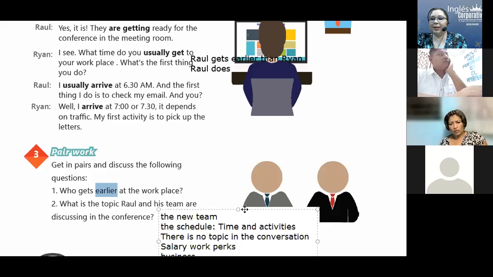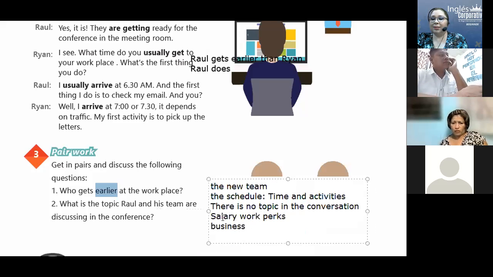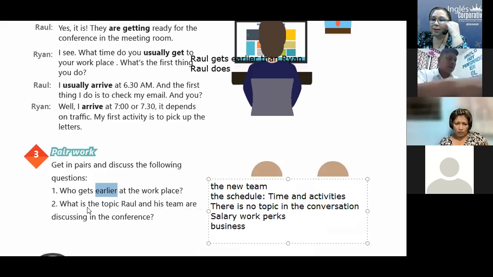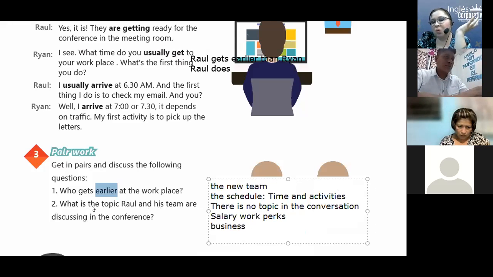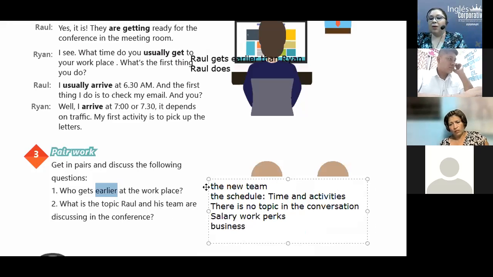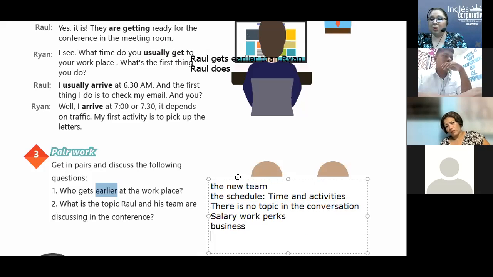Okay, excellent. Excellent. So, ¿cómo contestaríamos esta respuesta como en una oración? What is the topic Raul and his team are discussing in the conference? Okay, we could say this, there is no topic in the conversation, right? We could start with this. I cannot move it. Can I? No, I cannot move it. Okay, there is no topic in the conversation, lo podríamos decir al principio, como nos sugirió Patty.